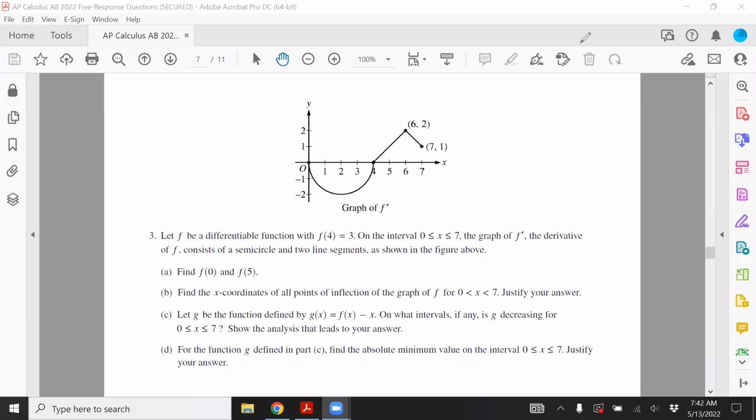Okie dokie. Here we are in the non-calc portion of the AP Calculus AB 2022 exam. And this is your typical FTC problem. So here they give you initial condition f(4) equals 3. They give you a graph of f prime, and they're asking for f(0) and f(5). So what you're going to want to do is instantly create an integral of f prime of x.